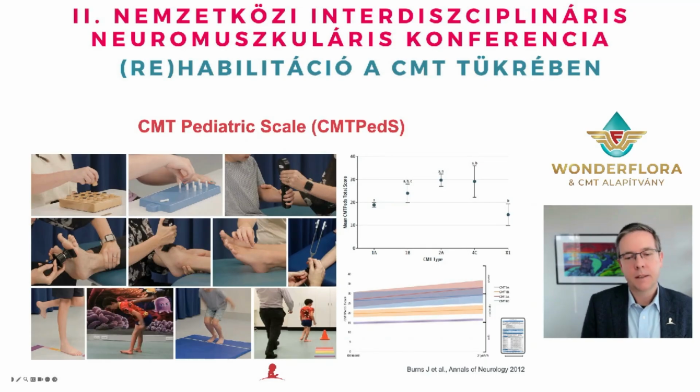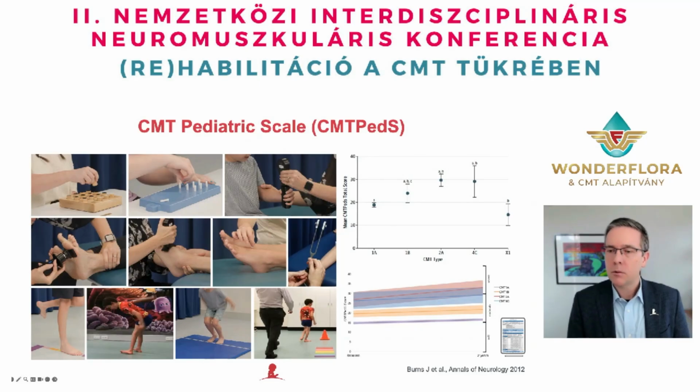So these 11 items originated with over 100 items. And over 15 years, we were able to reduce the items down to 11. The whole test can be done in 30 minutes. And as you'll see, it's an important scale to understand disease severity, progression, and response to treatment.